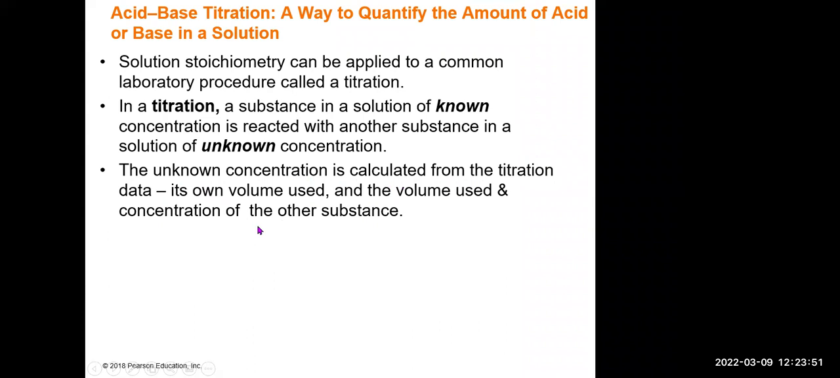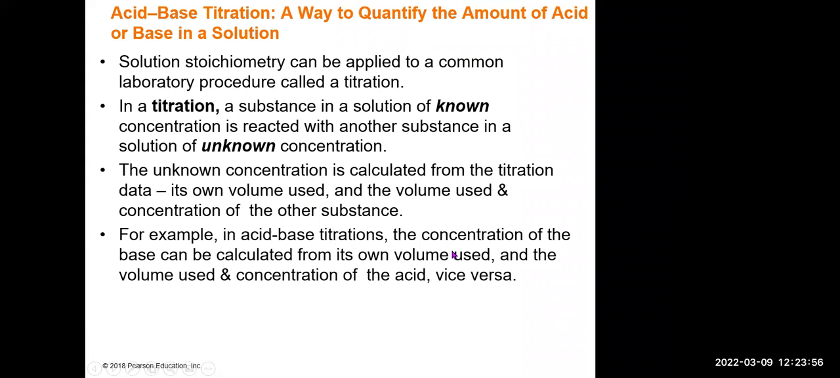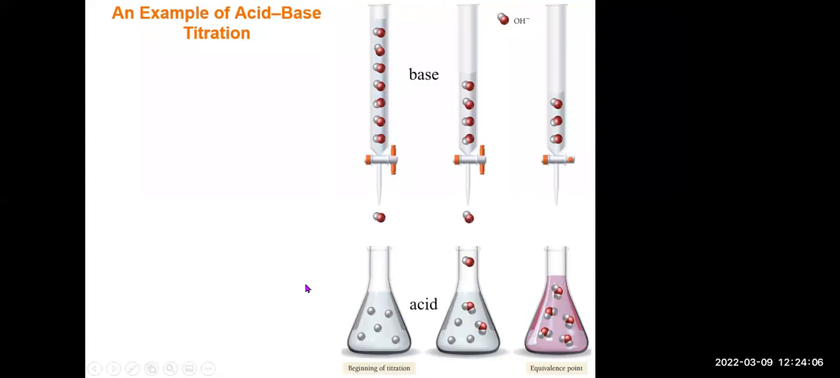For example, in an acid-base titration, the concentration of the base can be calculated from its own volume used and the volume used and concentration of the acid, vice versa. So here we see the picture for the titration. Usually you will see these two solutions, one solution in one container, the other solution in the other container. And here the container we use is a flask.